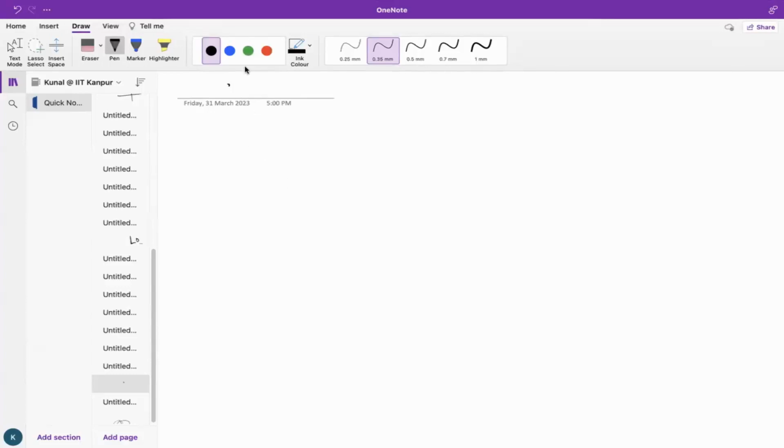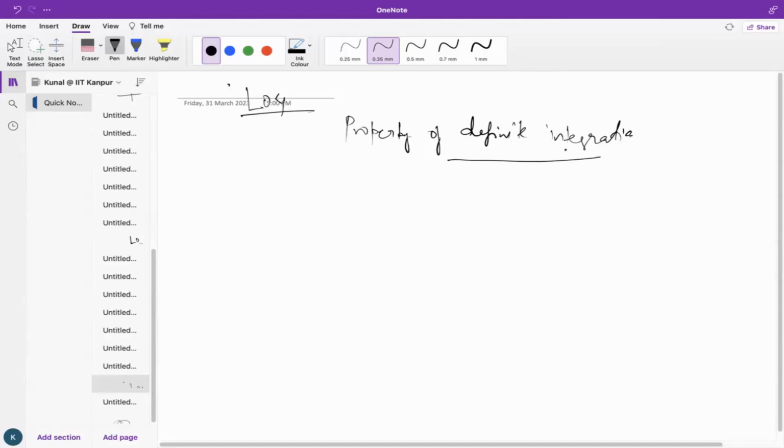And in today's class, we are going to discuss some properties of definite integration, which are very important to solve complex-looking definite integrands. Today is basically the property of definite integration part, and we will learn how to implement those properties in integration and look at some problems. So let's begin today's lecture.